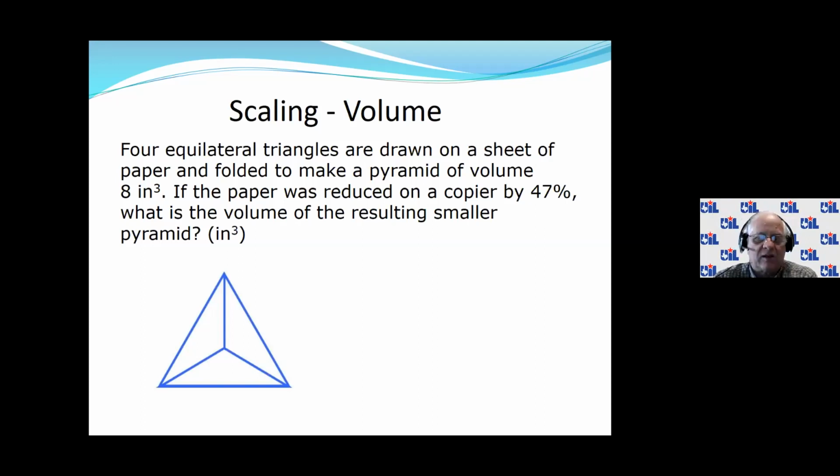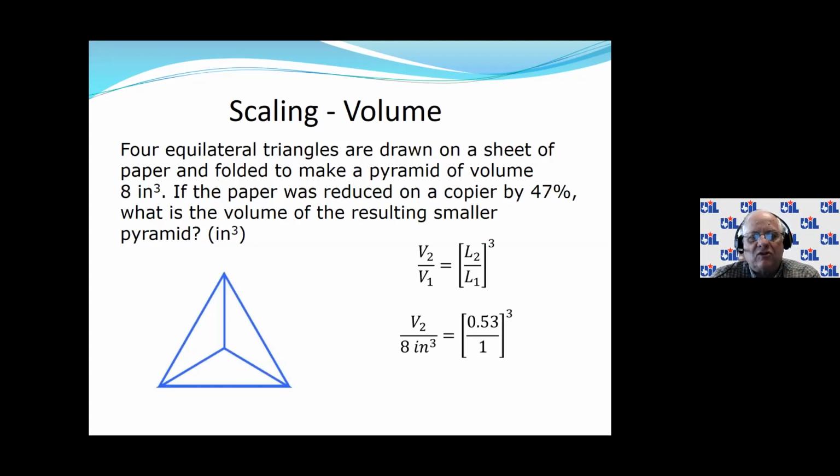It still has the same shape, so I can use scaling principles. In this case, volume is proportional to length dimensions cubed. I have to be a little bit careful. Volume 2 is going to be the smaller one, and volume 1 will be the larger one, the 8 cubic inches.